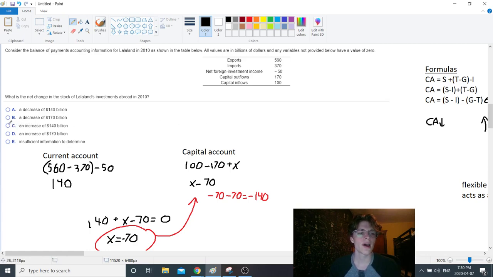Okay, I don't really like the answer for this one because I don't know how exactly to explain it. But what you're supposed to see here is that the current account has exports minus imports minus investment is 140. So that means that the capital account has to equal, well, we know it's inflows minus outflows plus something else. And then when you add all those together, you get 0. So x is equal to negative 70. And then the way I solve it, I get negative 140. But the correct answer here is C, an increase of 140 billion.